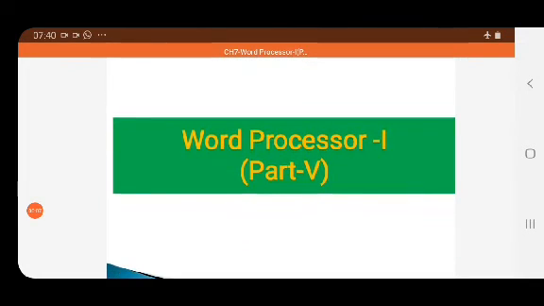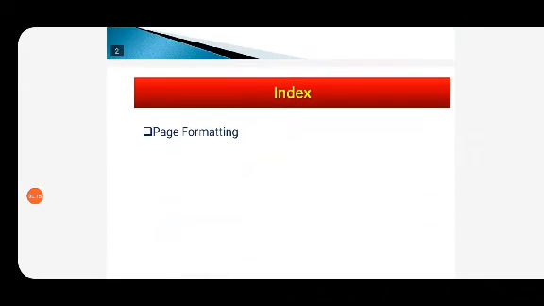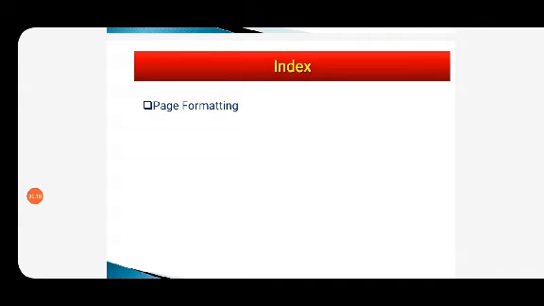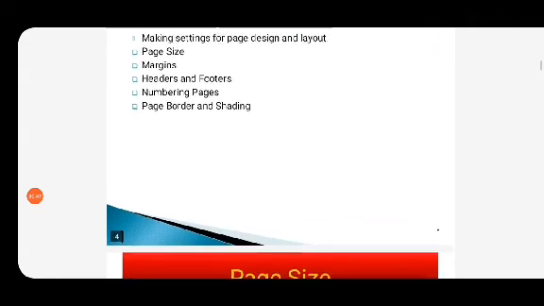Today is the fifth session of Word Processor 1 and probably it will be the last of Word Processor 1. So in this session we will be learning page formatting. Let us first understand what is page formatting and what are the different ways to do it. Page formatting is nothing but making changes or doing some settings for page design and layout, and it can be done with the help of page size, margins, headers and footers, numbering pages and page bordering and shading.